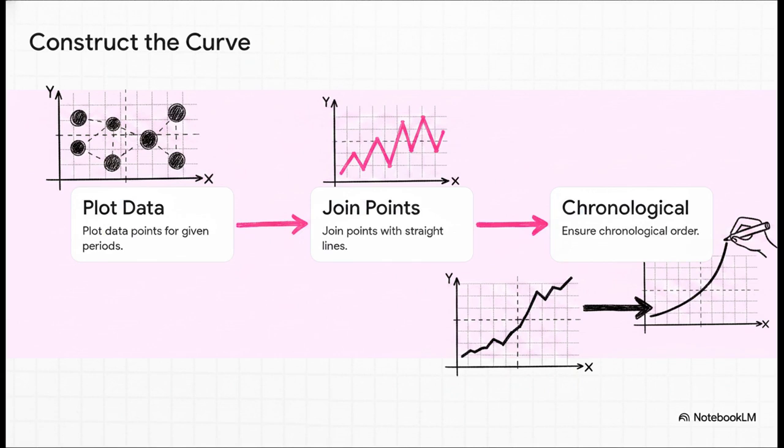First, you plot your data points for the given periods. Just look at a specific time on the bottom, find the matching data value on the side, and pop a dot exactly where they intersect. Second, you join those points. How? Simple. Just draw straight lines directly from dot to dot.